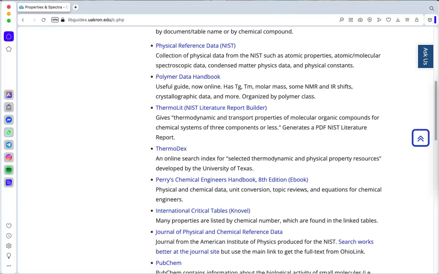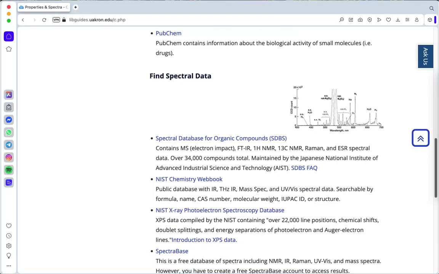Also, there is a resource called Thermolit, and that's a good place to look for thermodynamic properties. There are several resources to find spectral data, such as the Spectral Database for Organic Compounds.